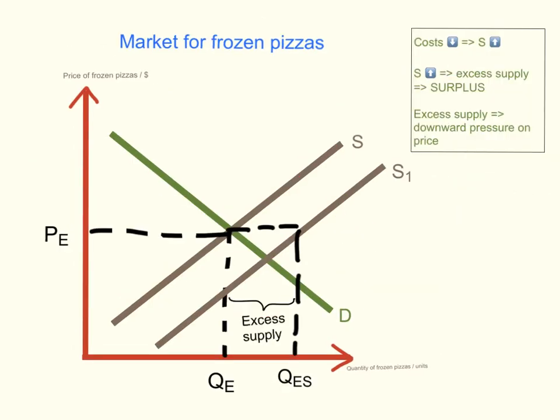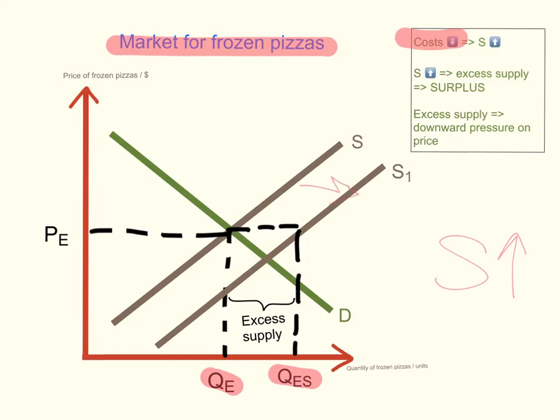So what about a situation where there's an increase in supply? So say, for example, a different example, we're in the same market, the market for frozen pizzas. Say something happens that lowers the costs of producing frozen pizzas. Now we know whenever the costs of production fall, supply will increase. Again, price takes some time to adjust. Until price adjusts, QE will be the quantity demanded that the consumers are demanding, but the new quantity supplied now is QES because the supply curve has shifted to the right due to the fall in costs of production.